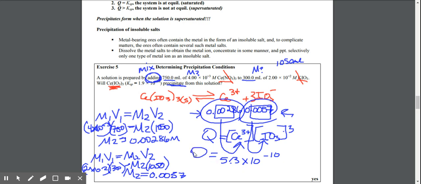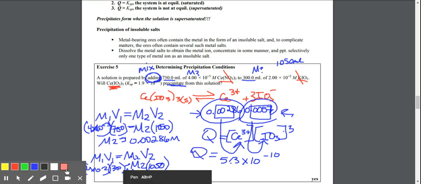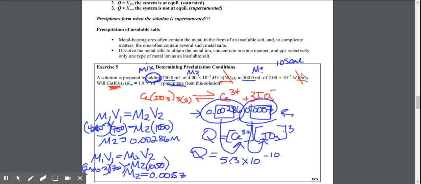Now that I have solved for Q, I get to compare it to K. So my K value is given. It's 1.9 times 10 to the negative 10. So I'm going to write it up here. K is 1.9 times 10 to the negative 10. And my Q value is 5.3 times 10 to the negative 10. Because they're the same exponent, I look at these numbers to see which one's greater. So 5.3 is greater than 1.9. So Q is greater than K.